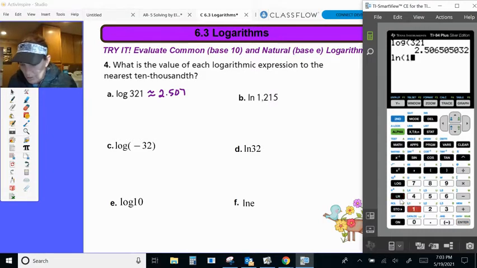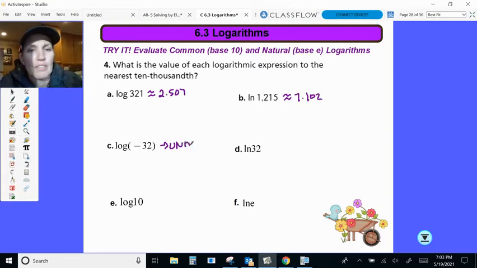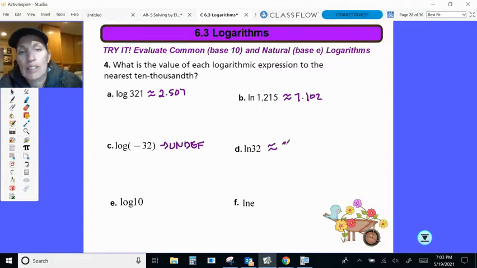How about natural log? Natural log of 1215. We got 7.102. So that's about 7.102. This, of course, is going to be undefined. Right? We cannot take the log of a negative number. So how about here? We have natural log of 32. That's going to be 3.466 if we round up. Okay, 3.466.